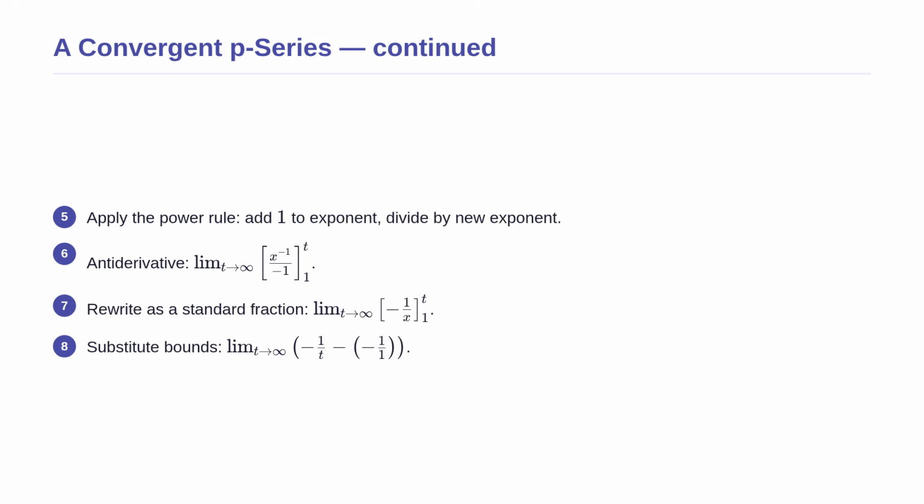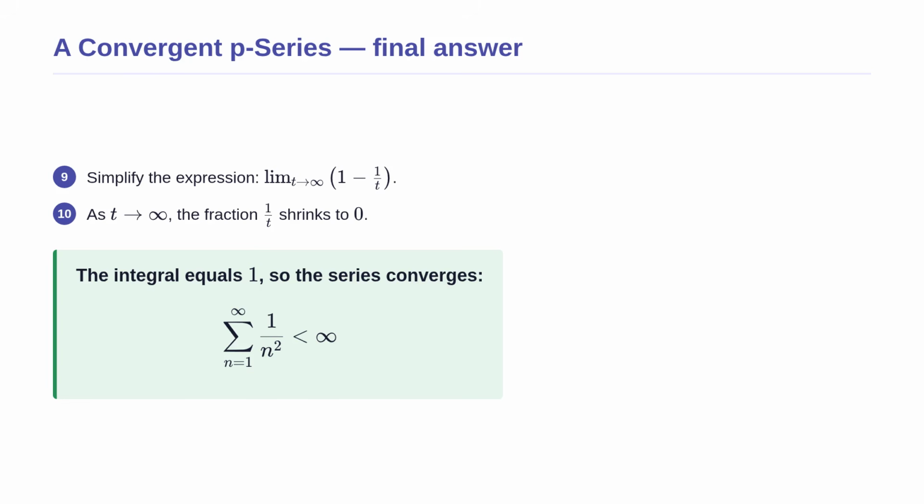Plugging in our upper bound t and lower bound 1, we carefully subtract the evaluations. Notice the double negative on the second term, which will turn into a positive addition. We are ready to evaluate the final limit for this second example. As the denominator t grows toward infinity, the fraction 1 over t shrinks down to exactly 0. This leaves us with just the number 1 from the second part of the expression.